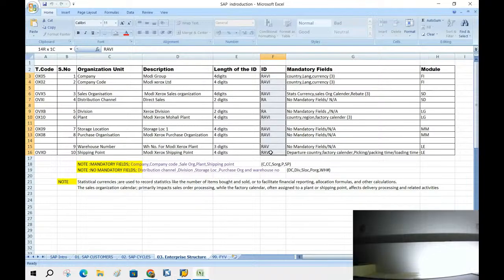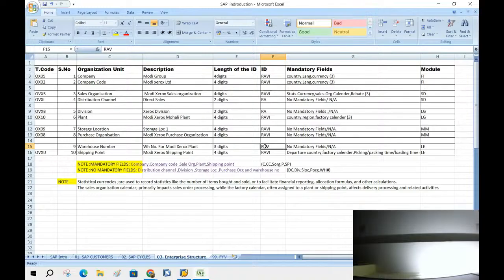I have taken for my Ravi Consultancy the first four alphabets, RAVI. Wherever I require 4 digits, I give RAVI. My distribution channel and division is going to be a 2 digit ID, which is going to be RA. And your warehouse number, which is a 3 digit ID, will be RAV. Now we have understood this also.